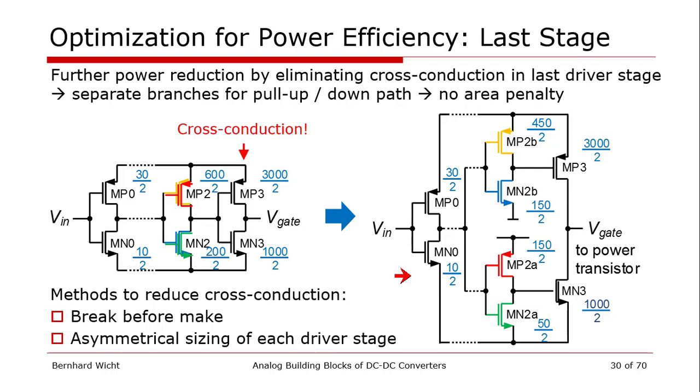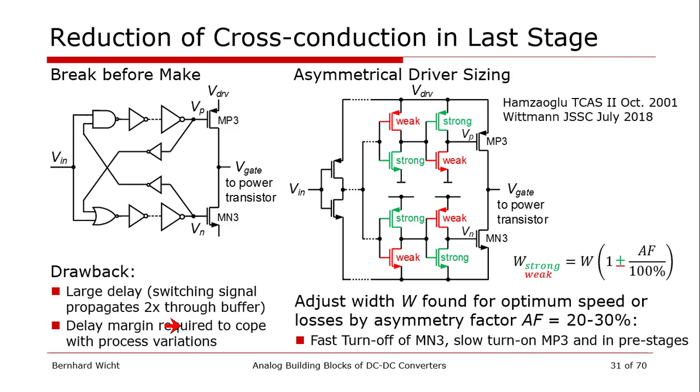There's almost no area penalty except for additional wiring overhead, so it comes almost for free. And now if we have two separate branches, we can drive the power stage and the last final stage separately. And there are two interesting methods to do so, which we can look at now on this slide. There is the very common principle of a break before make circuit. What do we do? We simply sense the turn off of one device, of one of the final power pull down device in this example here, and then we feed that back to the turn off path of the other one.